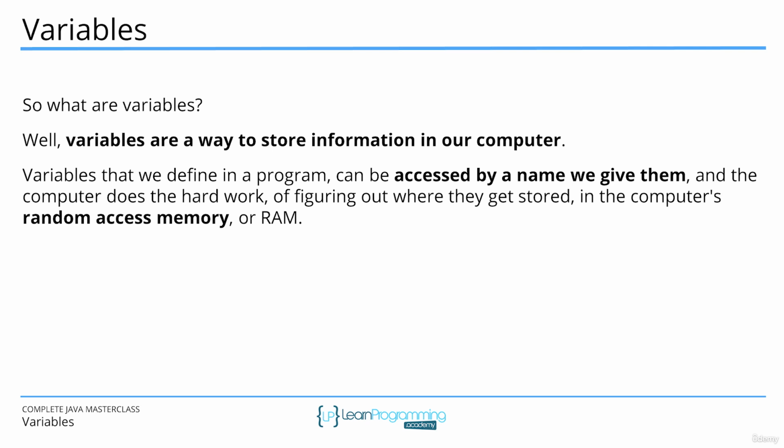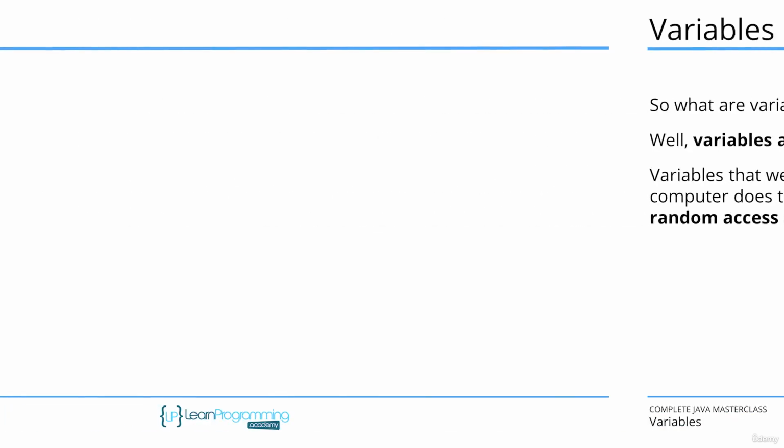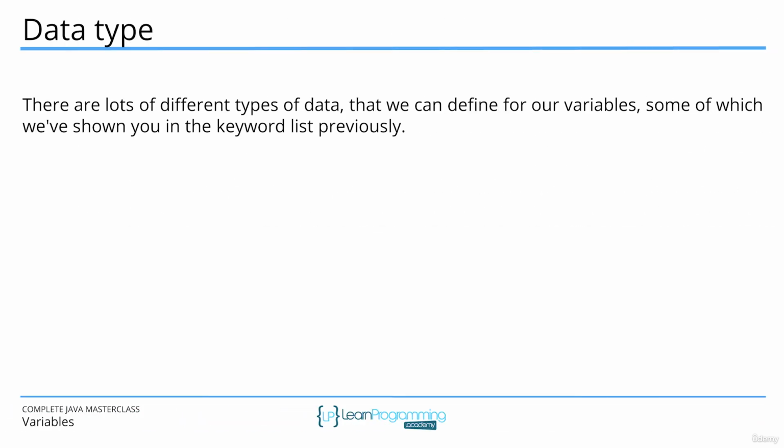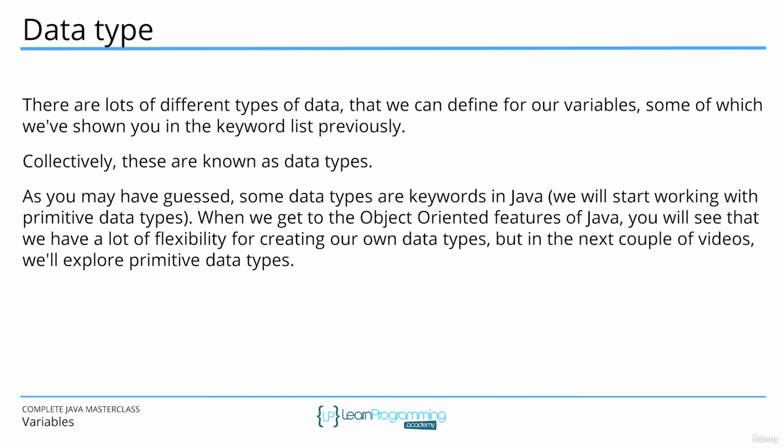So what we have to do is tell the computer what type of information we want to store in the variable, and then give the variable a name. There are lots of different types of data that we can define for our variables, some of which we've shown you in the keyword list previously. Collectively, these are known as data types. As you may have guessed, some data types, which are called primitive data types, are keywords in Java.